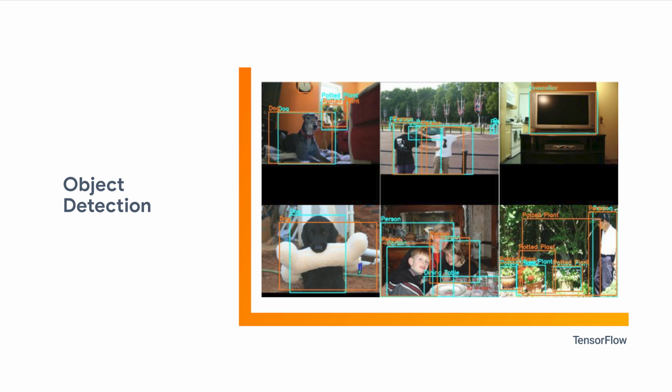KerasCV also supports object detection. This is a significantly more complex task than image classification because the model can detect any number of objects and must predict a class and a bounding box for each one of them. In this example, the blue boxes and classes are ground truth labels for objects in the image, while the orange boxes and classes are inferred by a KerasCV RetinaNet model.